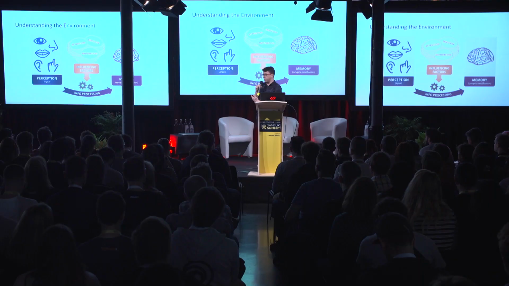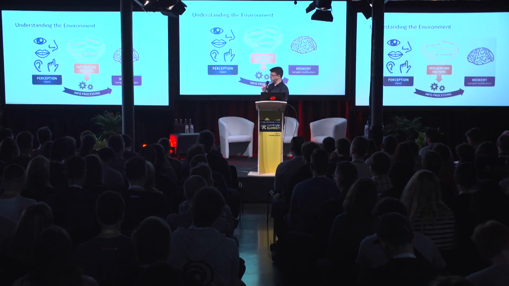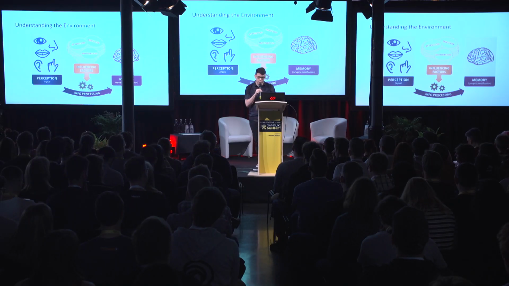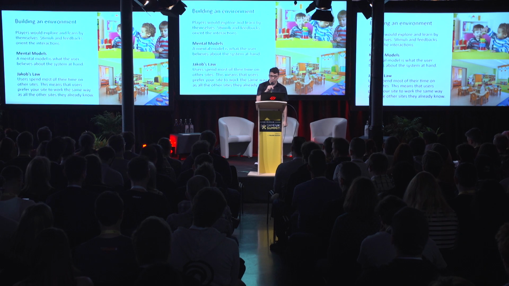As I said, my work used a lot of basis from Francilio's work. This is how perception works: you get the input from everything around you. There are some factors like attention, emotion, motivation. If you want to check this at a deeper level, check Cilio's book because it's great. And all of this builds what's going to be in your brain, so you can access it later in a future moment when you need to learn something. Understanding this was very important for the next step, building an environment.